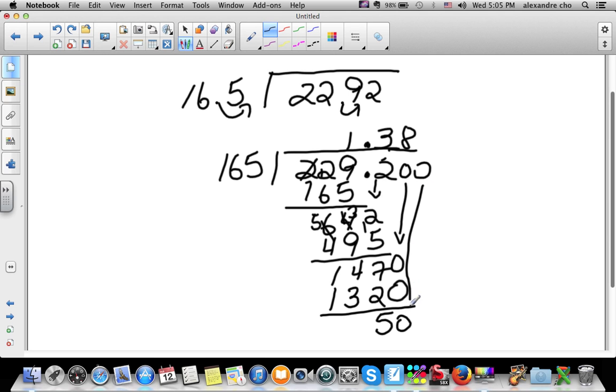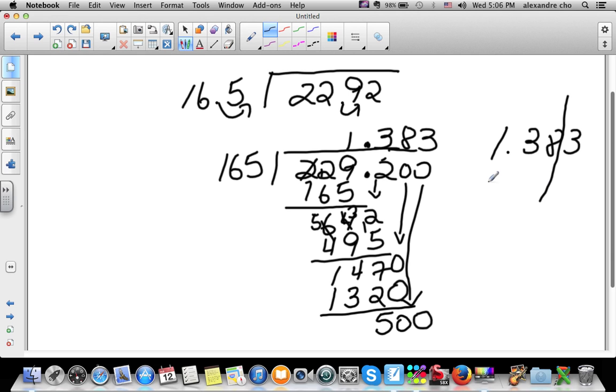You always want to do it at least 3 decimal places. Okay, so you bring a 0. And 165 goes into 500 about 3 times. I'm not even going to subtract, but we can stop here. So our answer right now is 1.383, etc., etc. But we don't really care about the etc. because money goes 2 decimal places.